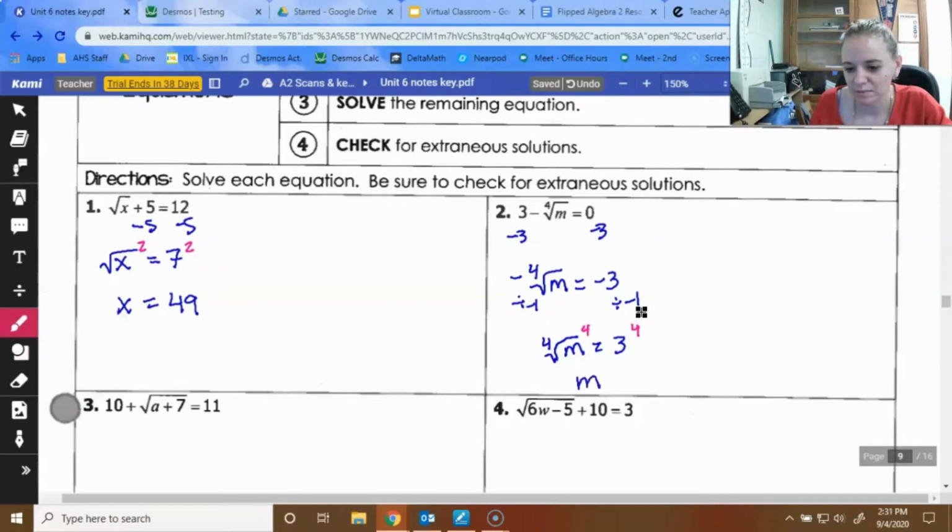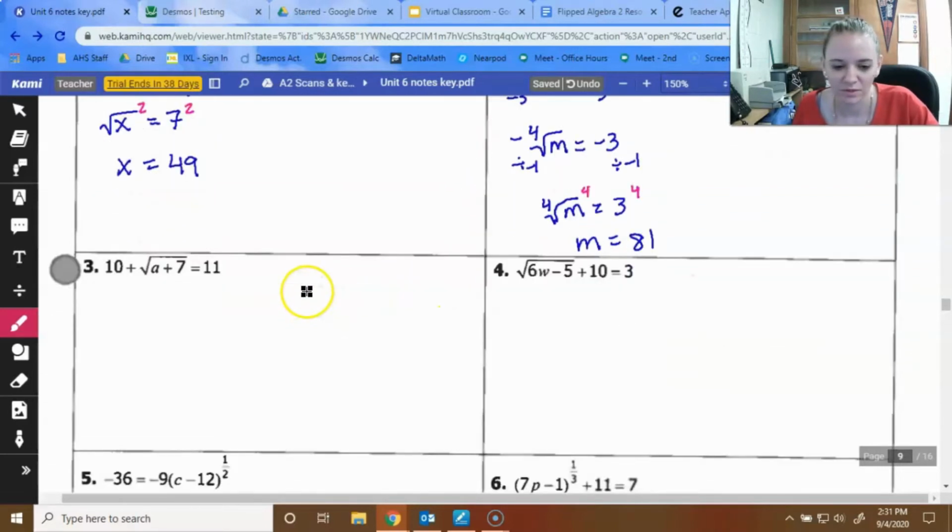Giving me m is equal to 3 to the fourth power, which is 81. So m is 81. Alright, some big answers there to start with. And yes, the fourth root of 81 is 3, and 3 minus 3 is 0. So we're all good with that one as far as checking our answers.